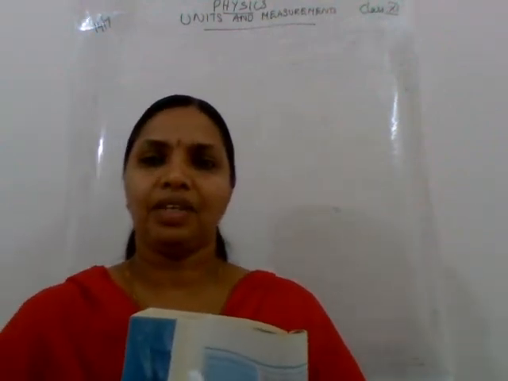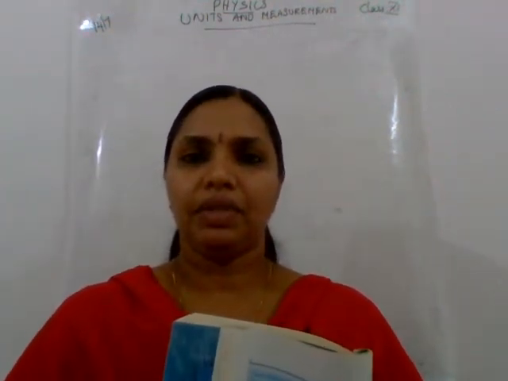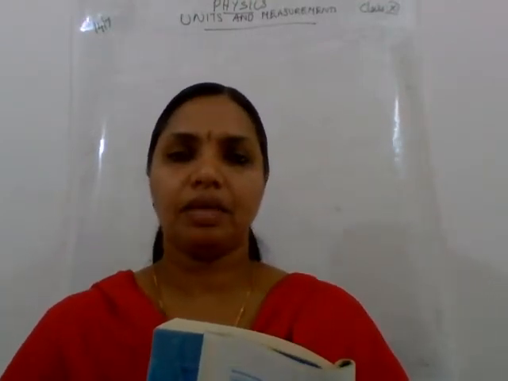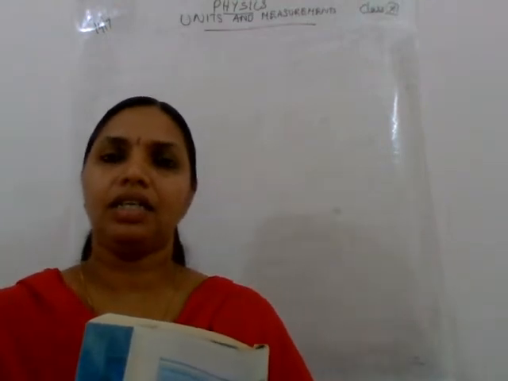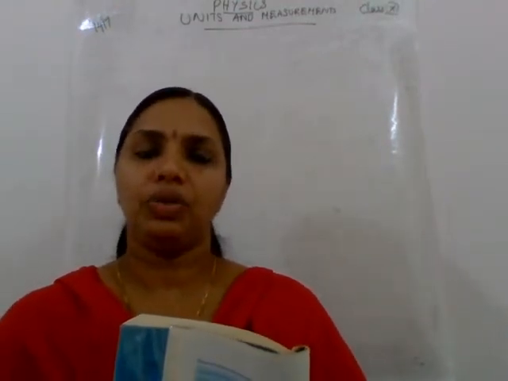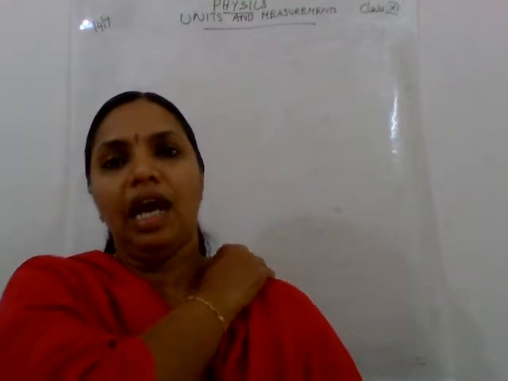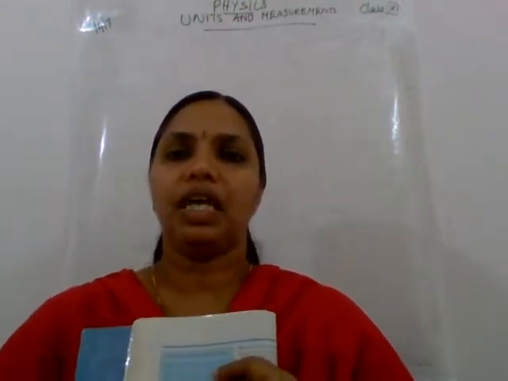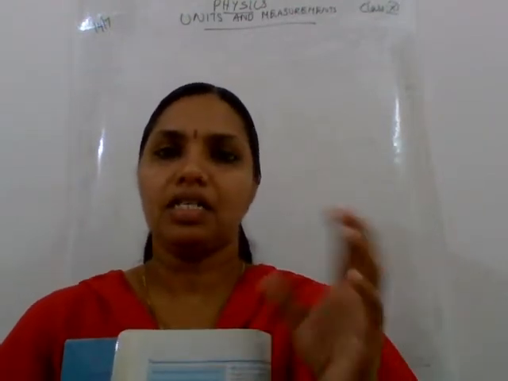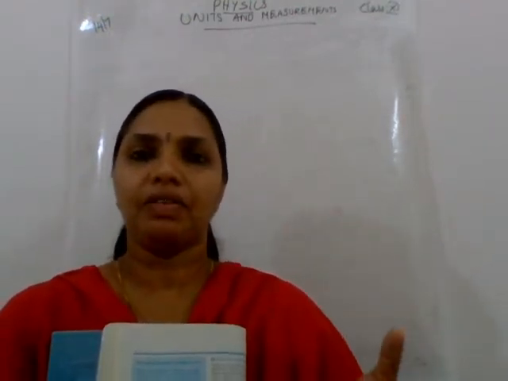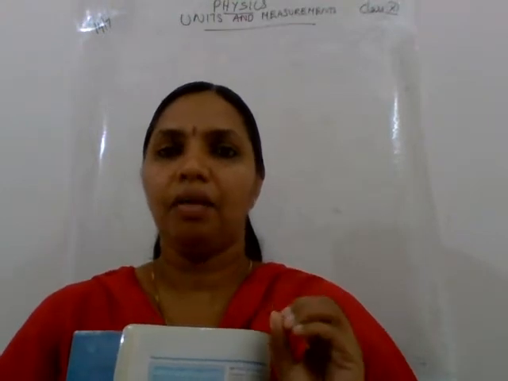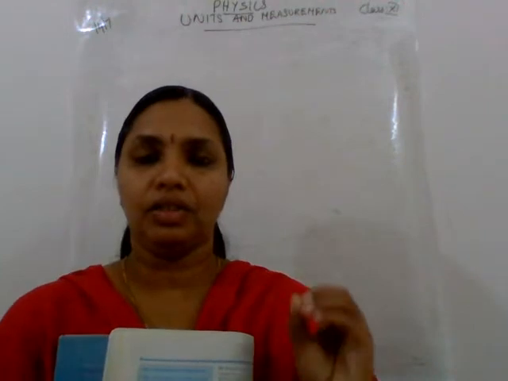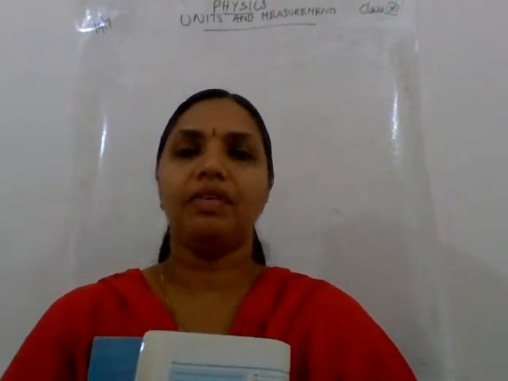Good morning, children. Let us continue our chapter Units and Measurement. In the last class, we discussed error, isn't it? How to calculate the absolute error, percentage error, and after that we discussed the error when two physical quantities are added, subtracted, or when finding the product, quotient, and power. So, what will be the error in the resultant? We have the equations; we derived all these things.